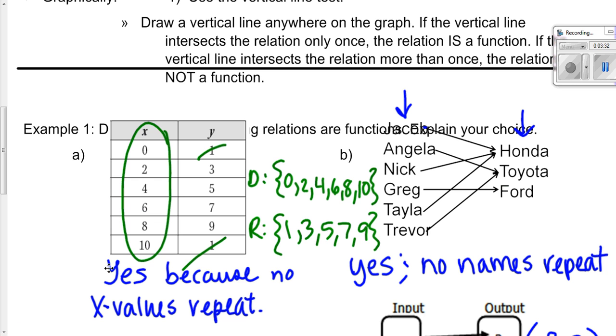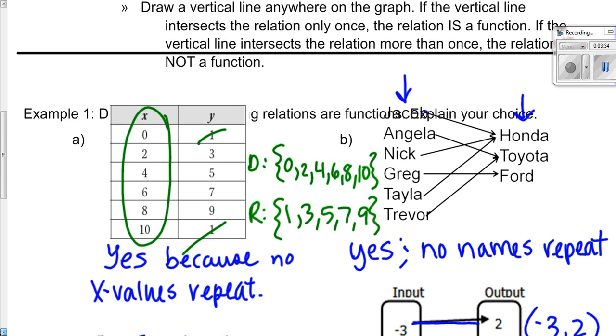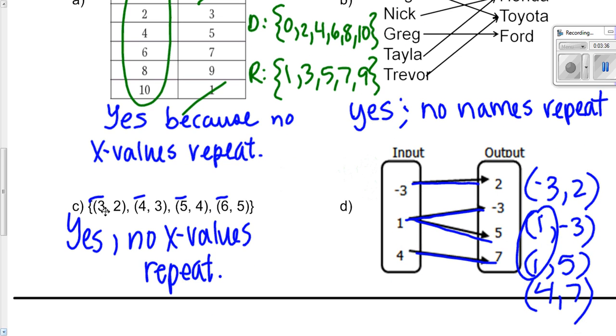Here's a table example. Here's an ordered pair. We've got 3, 4, 5, 6. You automatically know, since our domain or input values don't repeat, that it is a function. Here, -3, 1, and 4. 1 has two lines coming from it, so we know there's two x values. So this relation is not a function because the x values repeat.